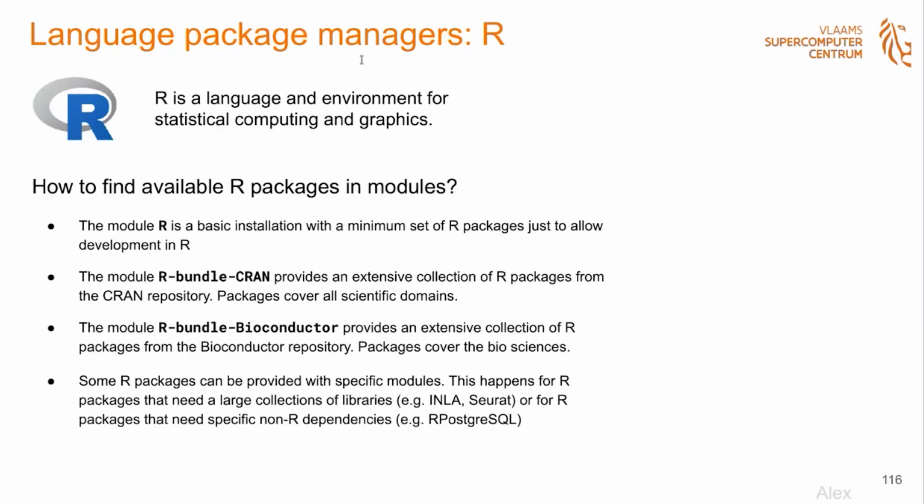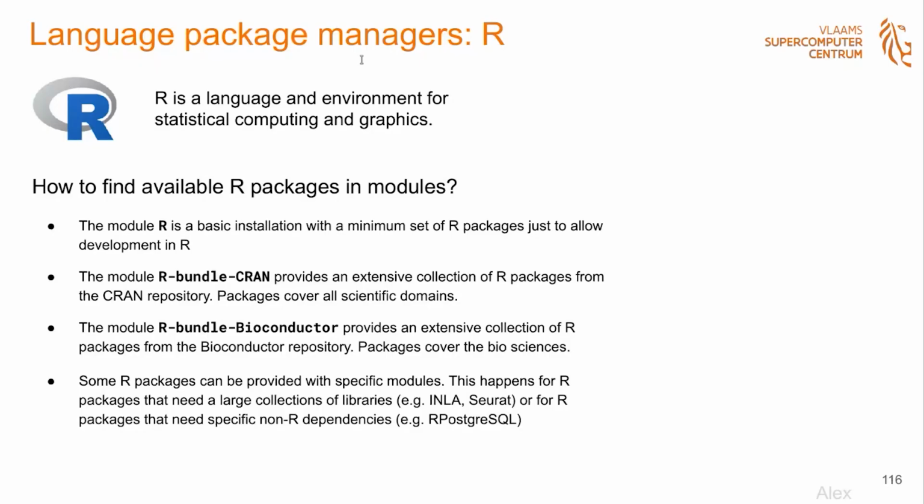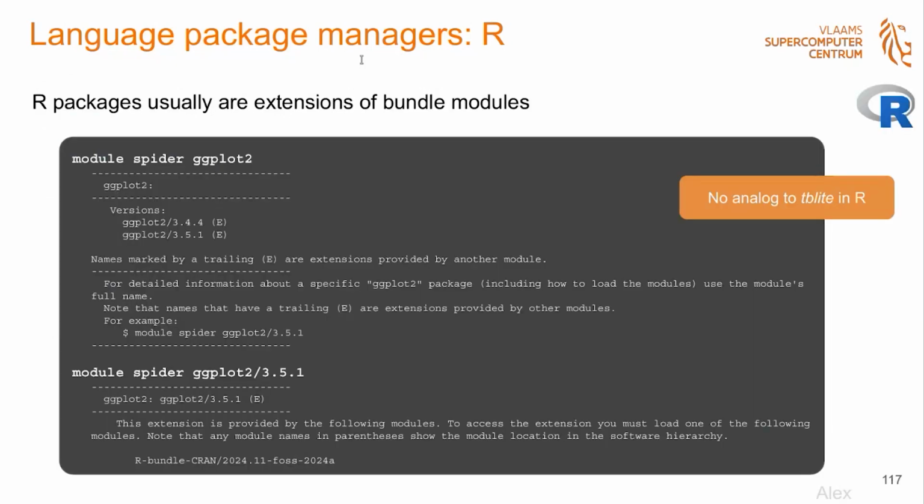And you might also find some other modules that are actually R packages, but they're separate from the bundles. Usually this happens if those R packages have additional dependencies. Like, for instance, they not just depend on the R environment, but they have another library or program that needs to be loaded with it. For instance, RPostgreSQL needs a PostgreSQL database to work. So that's why it's a separate module. So you can find all those packages there.